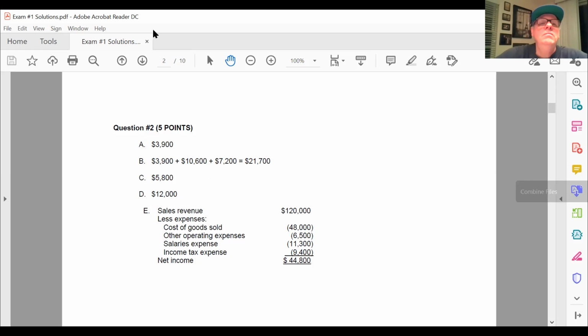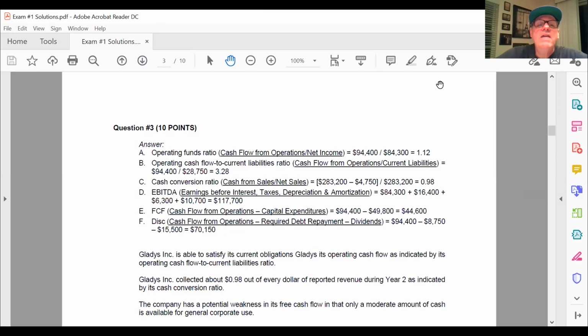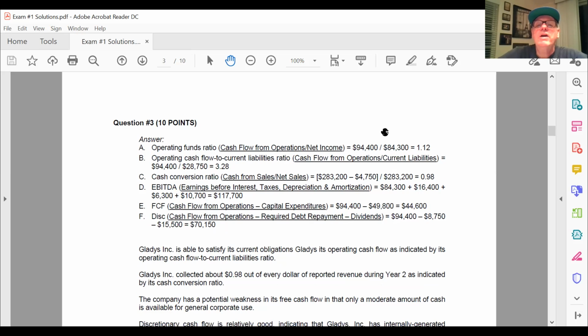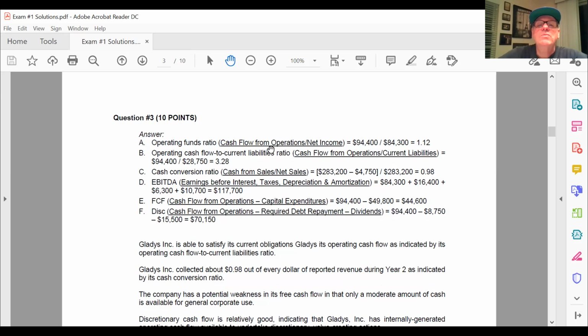Question 3, they gave us an income statement and they gave us a statement of cash flows. So you had to actually draw information from both of those statements and you had to compute these ratios. So operating cash flow to current liabilities, cash conversion ratio, EBITDA, free cash flow, and discretionary cash flow. So these were the ratios. I gave you the formulas for each one as was articulated in the text. So you only had to do this for 1 year here.